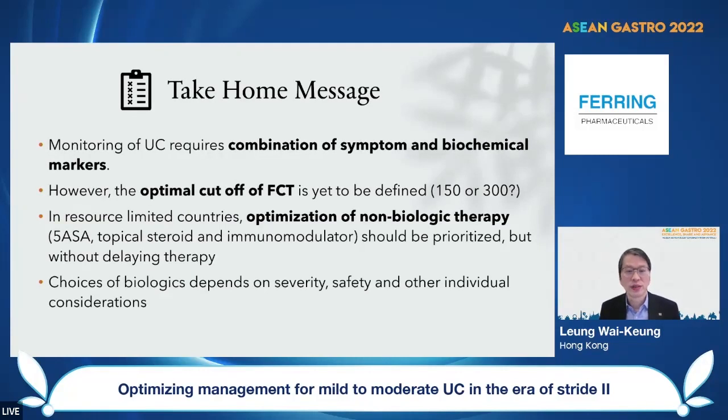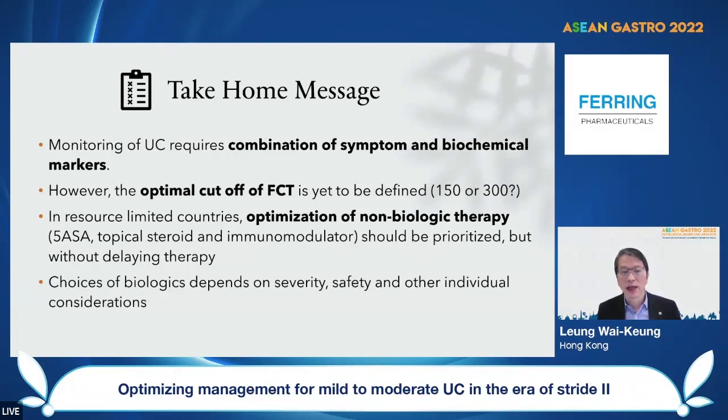So ladies and gentlemen, in conclusion, my take-home message is that monitoring of UC will require a combination of symptoms and biochemical markers. Unfortunately, histological remission is still not easily achievable at this moment, so it's still not a target, but it is the ideal endpoint that we can use. The optimal cutoff point of fecal calprotectin is yet to be defined. If you look at the data, anything between 150 to 250 seems to be reasonable in predicting clinical or endoscopic remission.